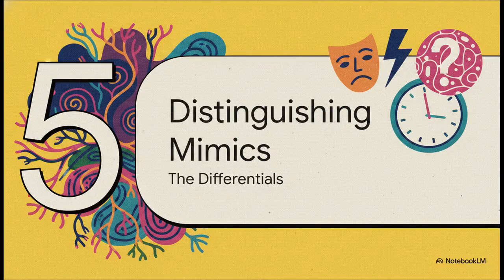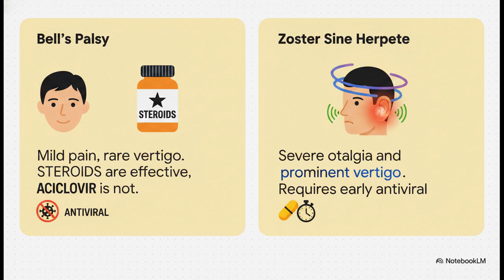All right, Section 5, distinguishing the mimics. Let's look at the differentials. Without a doubt, the single most important differential here is Bell's palsy. Let's contrast the two. Bell's typically presents with mild or no pain, and it very rarely causes true vertigo or hearing loss. And critically, landmark trials show that steroids are super effective for Bell's, but acyclovir provides no real benefit.